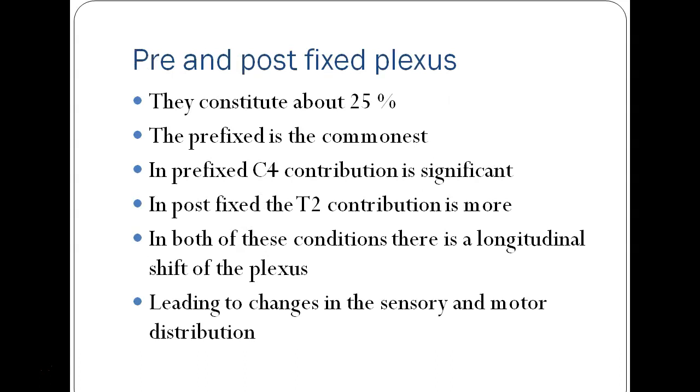There is one condition called pre and post fixed plexus. These constitute about 25%. Among which, the prefixed is the most common. In prefixed condition, the C4 contribution is significant. In post-fixed, the T2 contribution is more. So in both the conditions, there is a longitudinal shift of the plexus, and this can result in changes in the supply of the sensory and motor distribution.